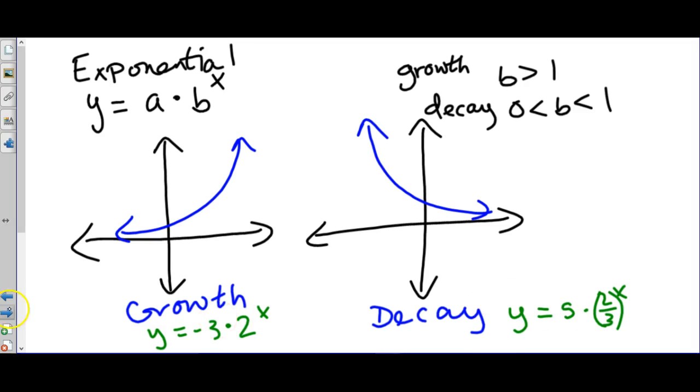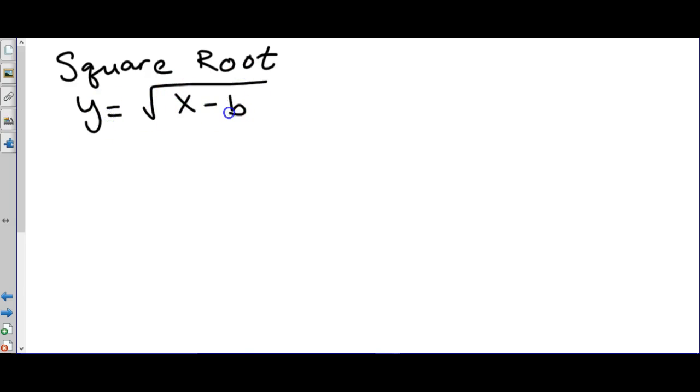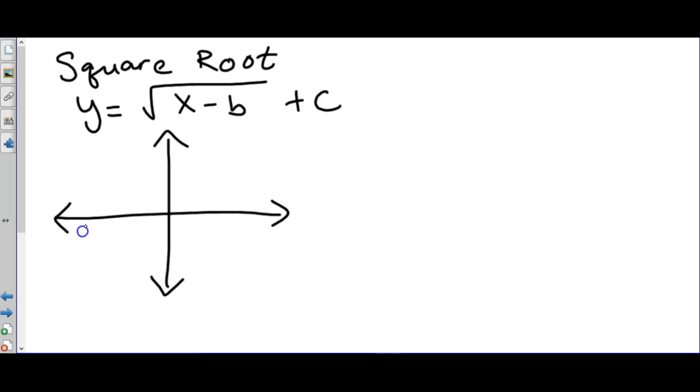So the last function to review is the square root function, which looks like this, y equals square root of x minus b plus c. And this one looks different than absolute value, but it acts the same way. We're going to have that horizontal and vertical shift going on again. But it starts out looking differently. So we start our graph here in the center. The next point is 1, 1, and then the next point is 4, 2.